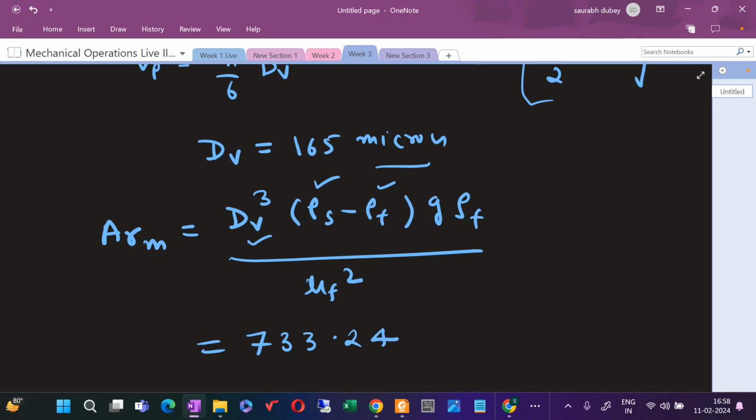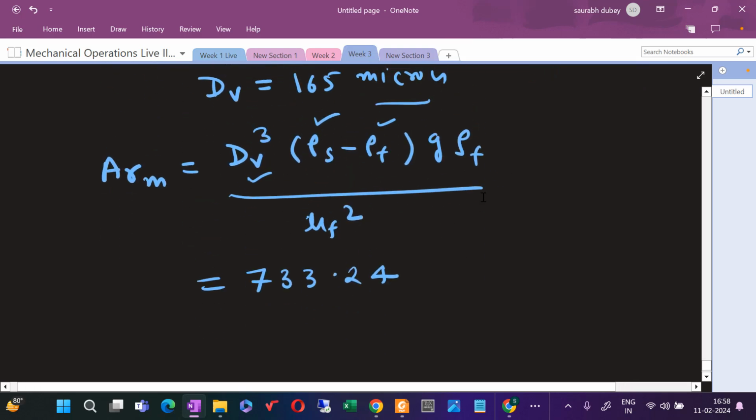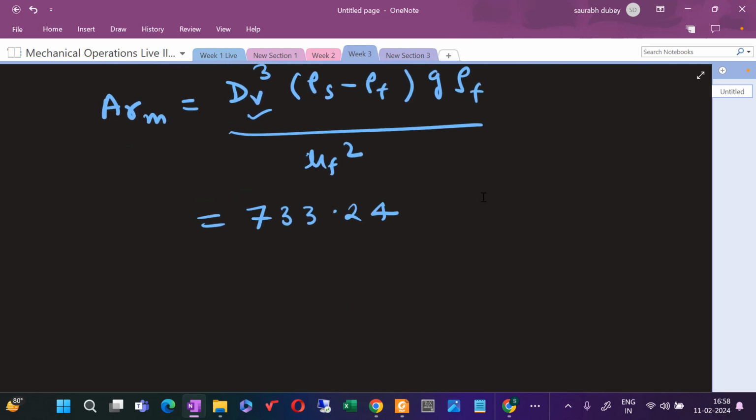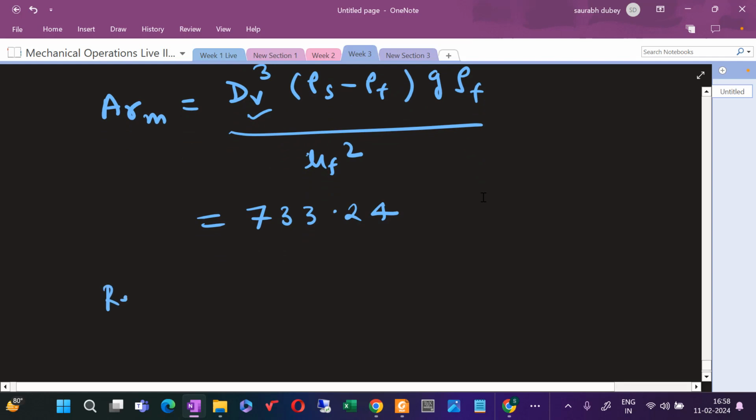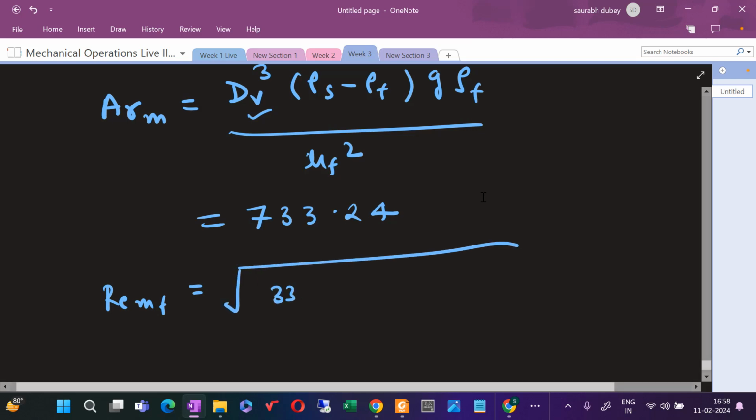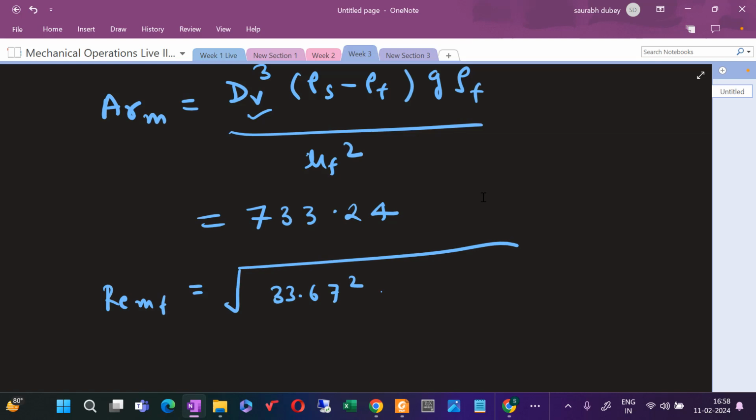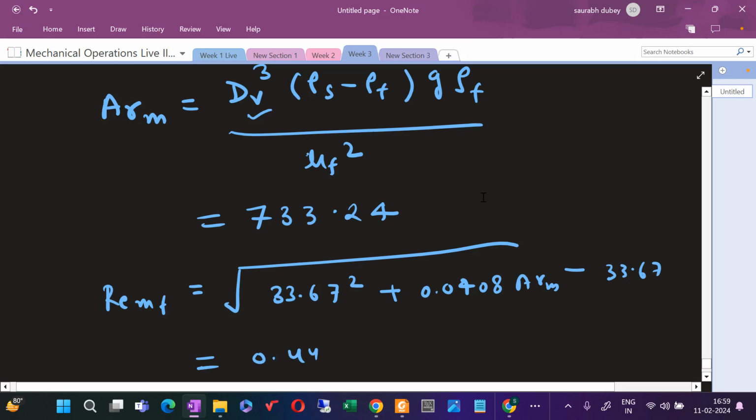Now, like the one question we have solved where the Galileo number was coming, here Re at minimum fluidization can be calculated using the square root of 33.67 square plus 0.0408 Ar, minus 33.67. This gives 0.442.